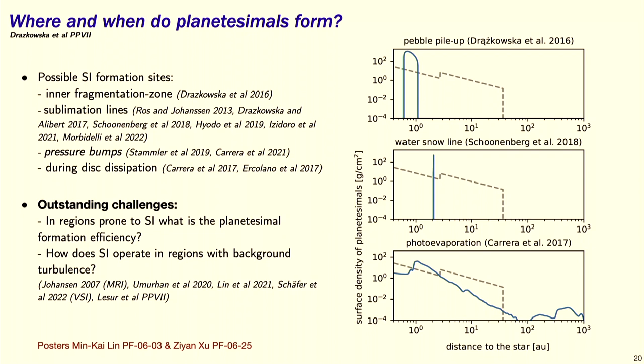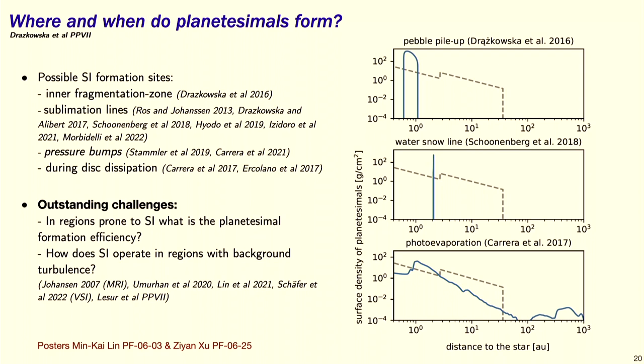So here we have again distance to the star in AU, and this is the surface density of planetesimals, and the dashed gray line is, for comparison, a minimum mass solar nebula worth of planetesimals. So this is in the inner disk. People have contemplated mechanisms around the water snow line, as in this paper by Drążkowska and Alibert, or around pressure bumps, or in this figure, even during disk dissipation.